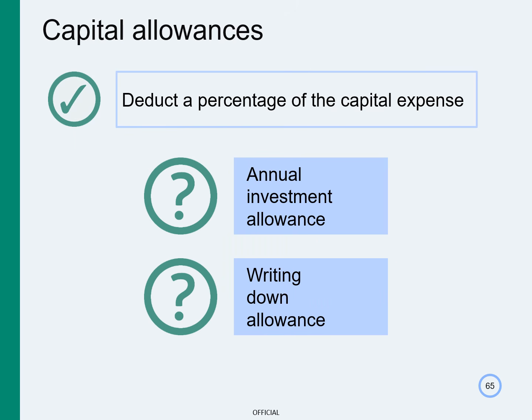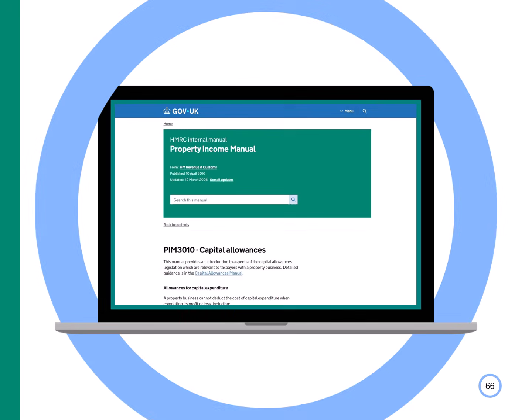Capital allowances allow you to deduct a percentage of the capital expense from your property income to work out your profit or loss. This may be what we call an annual investment allowance, sometimes known as an AIA, or a writing down allowance. You'll also see there are other allowances available, such as the Structures and Buildings allowance and Zero Emissions Car allowance. As well as Helpsheet HS252 we saw earlier, there's lots of guidance in the Property Income Manual, PIM 3010 on gov.uk.